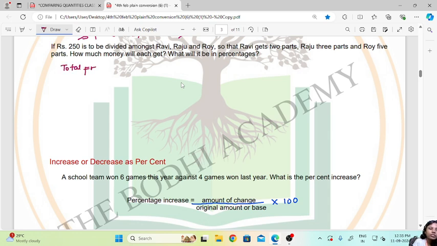So total fraction is what? How many parts do we have? So Ravi has 2 plus Raju has 3 and Roy has 5. So this will be equal to 10 parts. So it will be what? 2 upon 10, then 3 upon 10 and 5 upon 10. So now let's look at it like this.